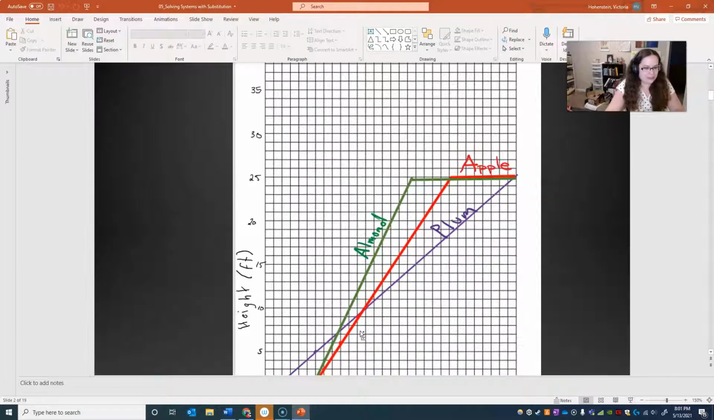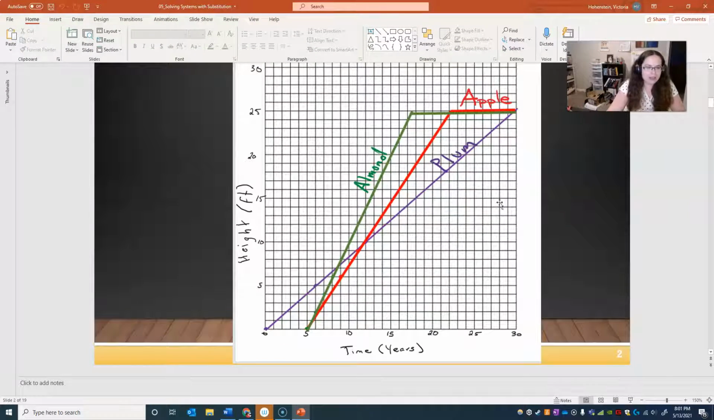So let's look here and zoom in a little bit. So when will the trees be the same height? I'm trying to see when does the green line cross the purple and when does the red line cross the purple. So green line crosses the purple around 7. Oh no, sorry, that's my y value. Green and purple, 1, 2, 3. Like 8, 8.5 maybe. So at year 8.5, the almond tree, represented by the green line, and the plum tree would be the same height. And then for the apple, find where those two lines cross, so purple and red.